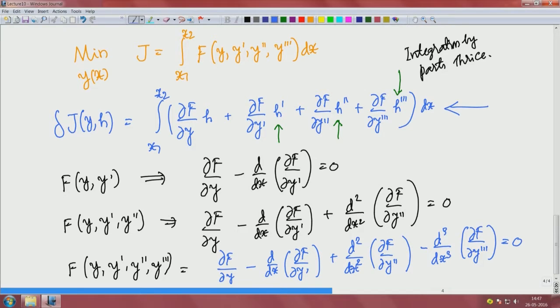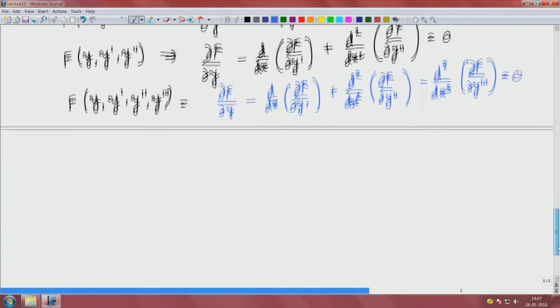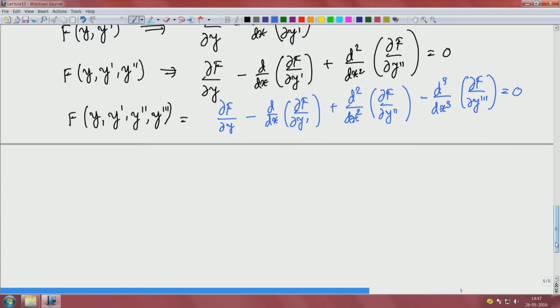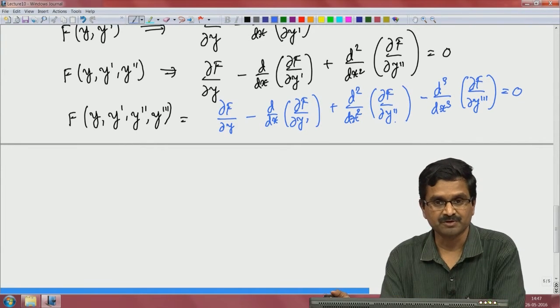We have seen the pattern now. We can do the long winded way and find that this is what will happen. In fact, when you take n derivatives, the same pattern will continue, plus minus plus minus, of dou f by dou y, y prime, y double prime, y triple prime and so forth.